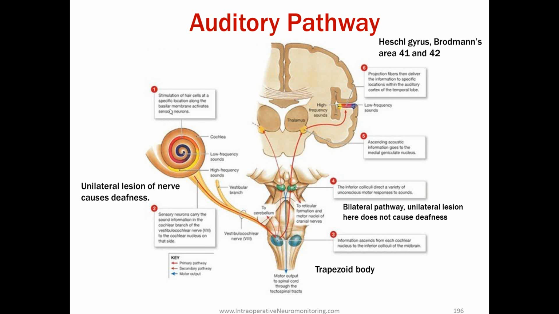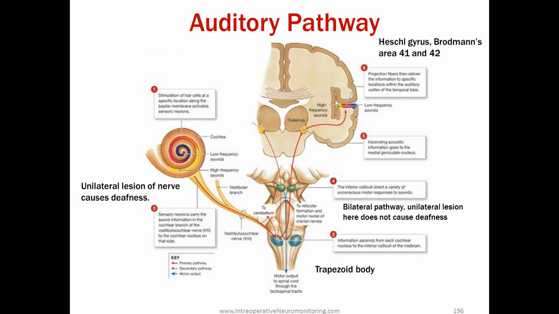Stimulation of the hair cells at the specific location along the basilar membrane activates sensory neurons. So it's gone through that whole process we just talked about. Now these sensory neurons carry sound information in the cochlear branch of the vestibulocochlear nerve to the cochlear nucleus on that side. So this is the distal portion of the nerve coming down to the proximal and synapsing at the cochlear nucleus within that medulla.